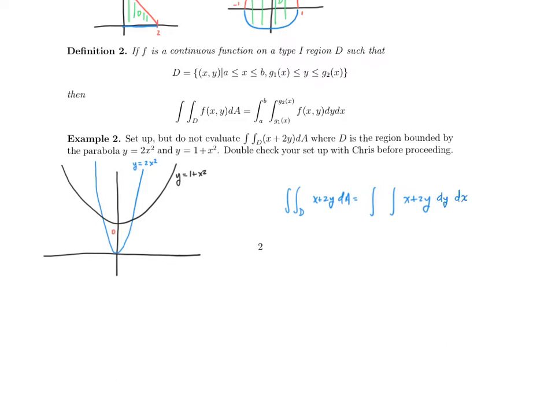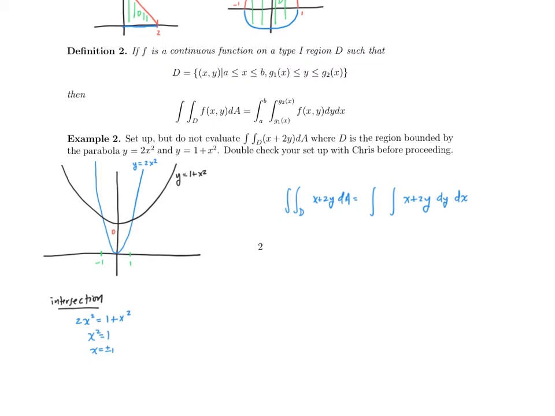I start off with my outside limits of integration, which should be numbers, and in this case those numbers would correspond to the x values where these curves intersect each other. So a part of this problem is going to be finding the intersection of the two curves. That is, for what x values is 2x squared equal to 1 plus x squared, i.e. x squared is 1, or x is equal to plus or minus 1.